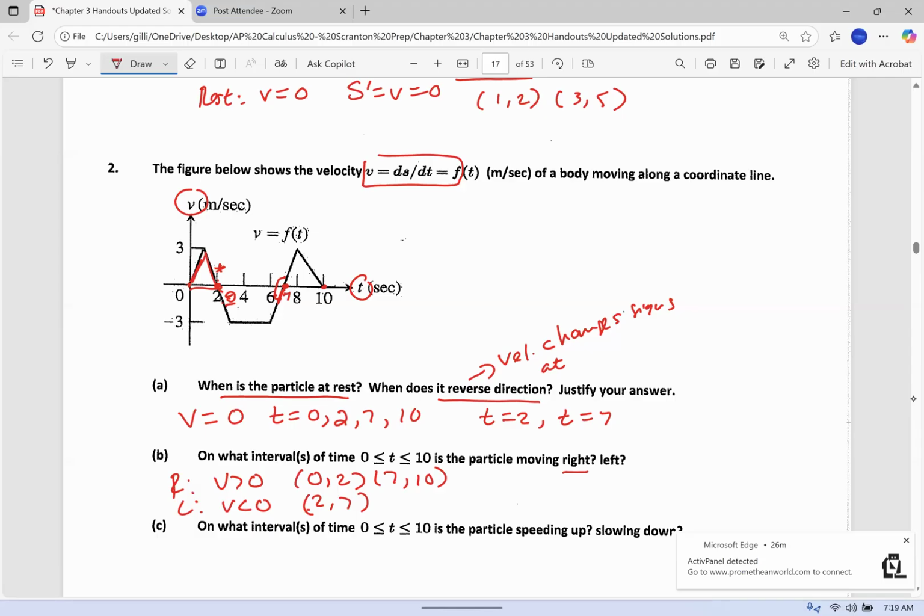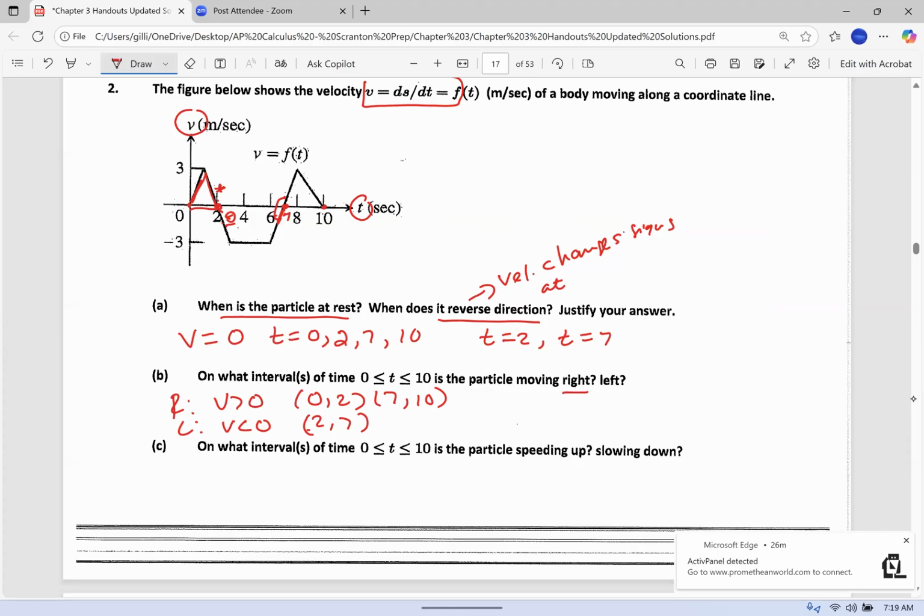And last, we have our common questions here of speeding up or slowing down, and that is where we have to compare the signs, when they're the same or different. So the particle is speeding up when v and a are the same.